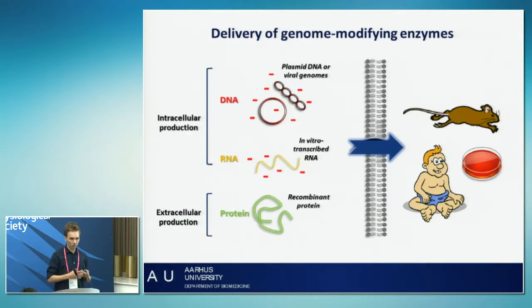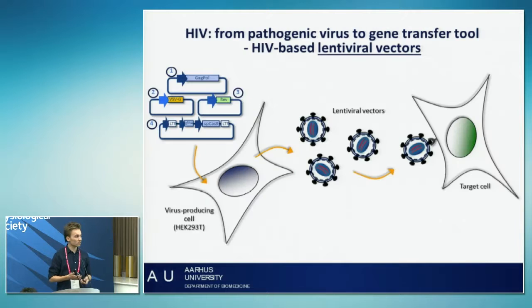One of the delivery platforms that we have been working a lot with is HIV-based lentiviral vectors. Very briefly, the way we produce these vectors is by a co-transfection of 4 different plasmids into virus-producing cells. We have 3 different plasmids encoding proteins needed for viral assembly, and we have a 4th plasmid, which is our transfer vector that will be packaged into the virus as RNA. Now, in this example, the transfer vector contains an expression cassette for the guide RNA and the SpCas9.